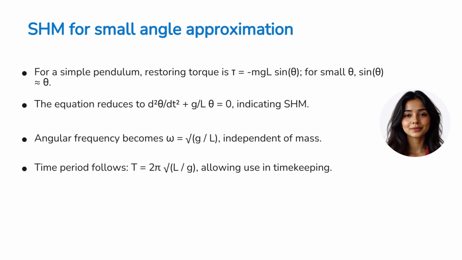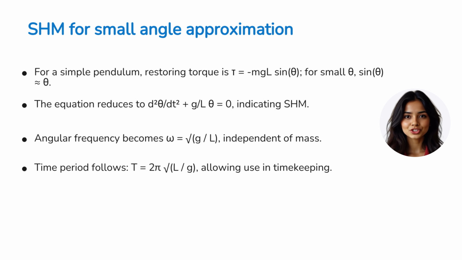Hello again! Another superstar of simple harmonic motion is the simple pendulum, the classic weight suspended on a string swinging back and forth. Here, the restoring torque, or rotational force, is given by tau equals negative m times g times L times sine theta. Here, m is mass in kilograms, g is acceleration due to gravity in meters per second squared, L is the length of the pendulum in meters, and theta is the angular displacement in radians.